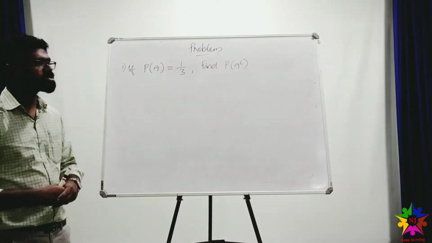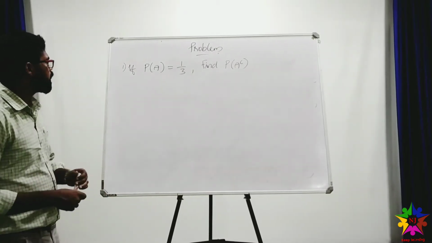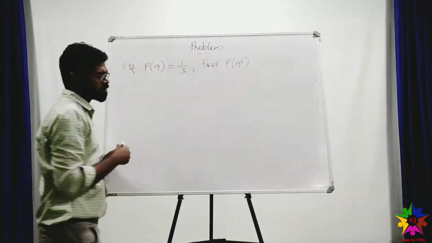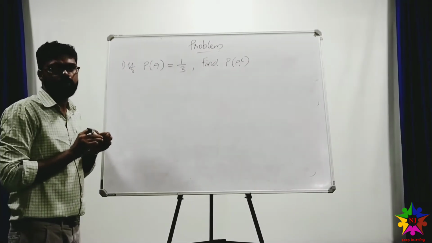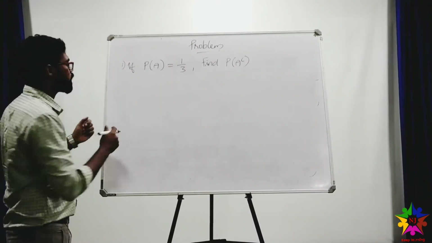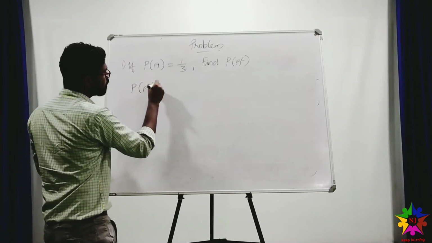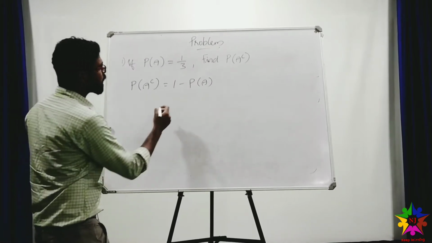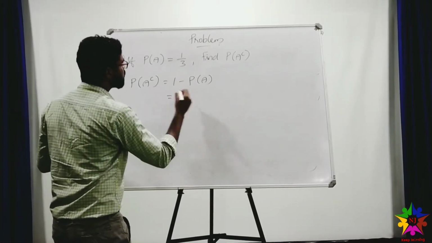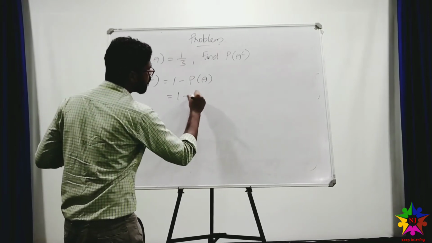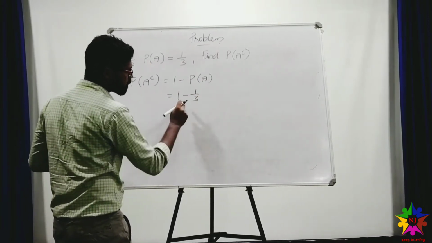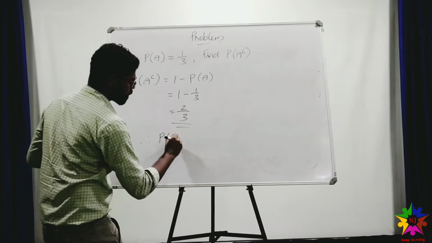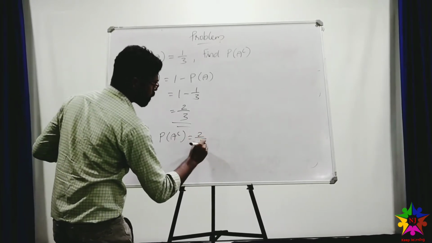Now let's discuss an example problem. The question is: probability of A is equal to 1 by 3. Find probability of A complement. From the axiomatic theorem of probability, by theorem 2, we have probability of A complement is equal to 1 minus probability of A. Now let's apply what we have. 1 minus probability of A is 1 minus 1 by 3, and the final answer will be 2 by 3. Therefore the probability of A complement here will be 2 by 3.